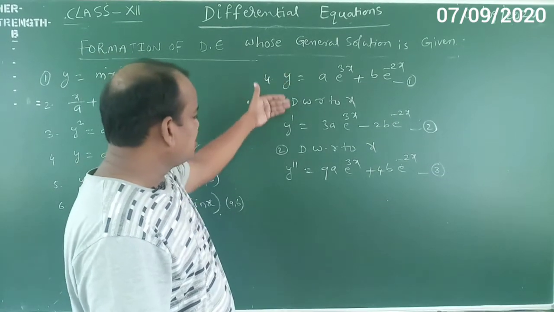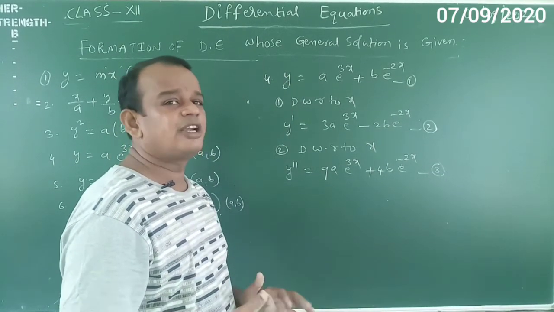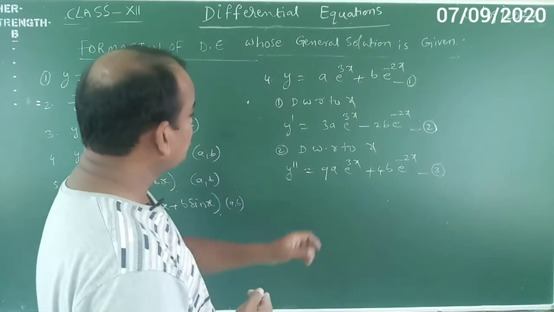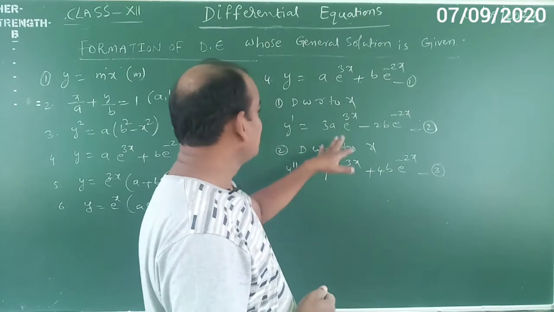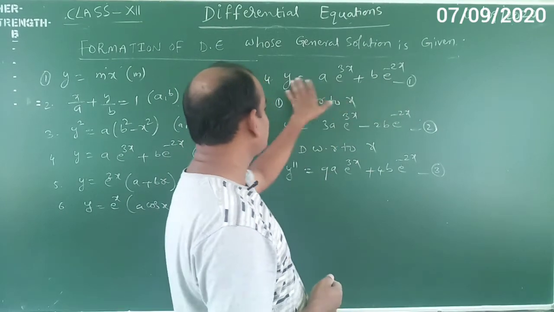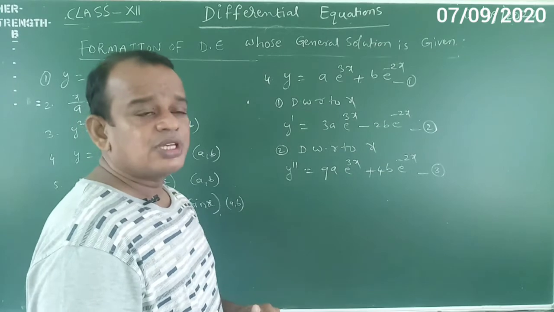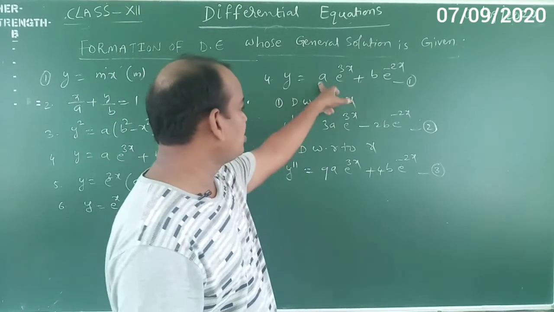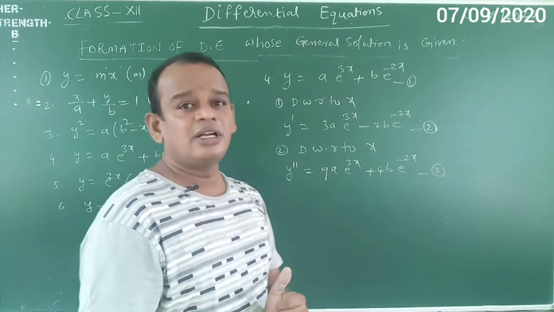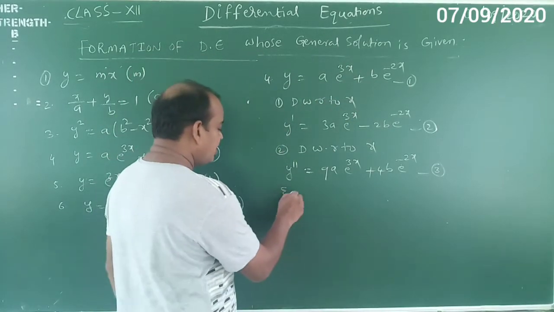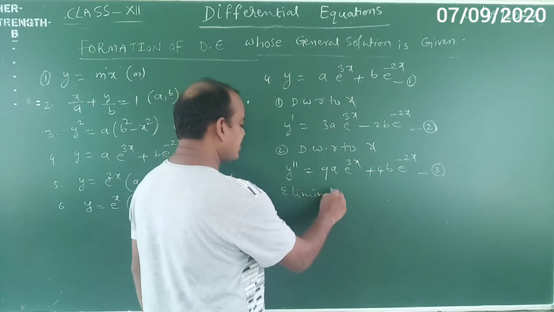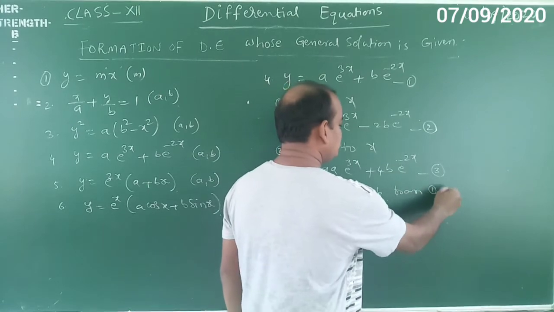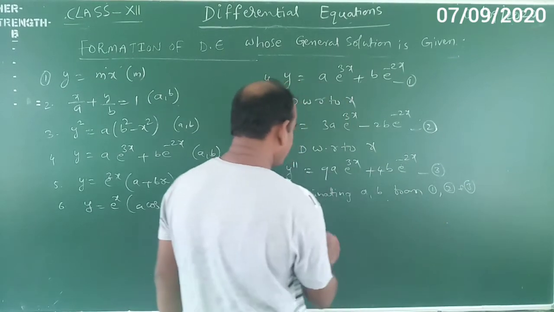Actually, solving these 3 equations is very complicated. We need to remove a comma b from these equations. Suppose e power 3x and e power minus 2x are constants. By using the determinant method, we eliminate both arbitrary constants a and b, that is, eliminating a comma b from equations 1, 2 and 3.